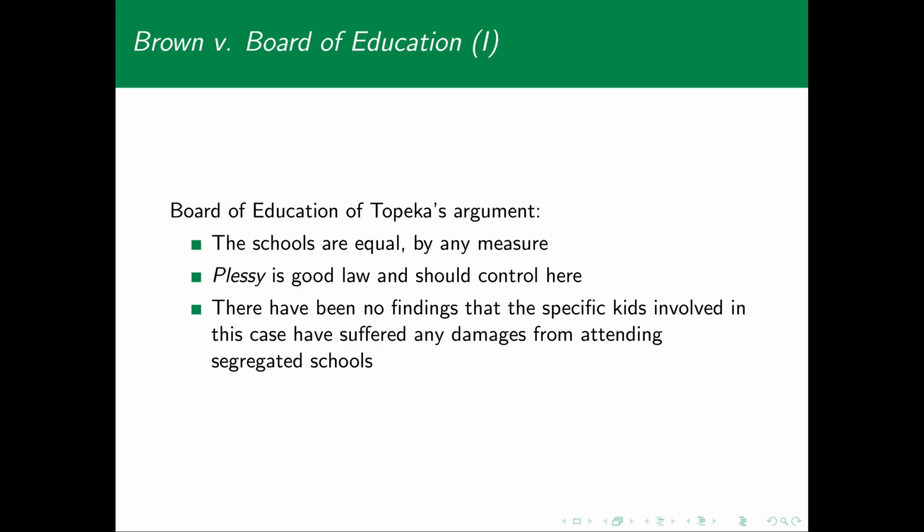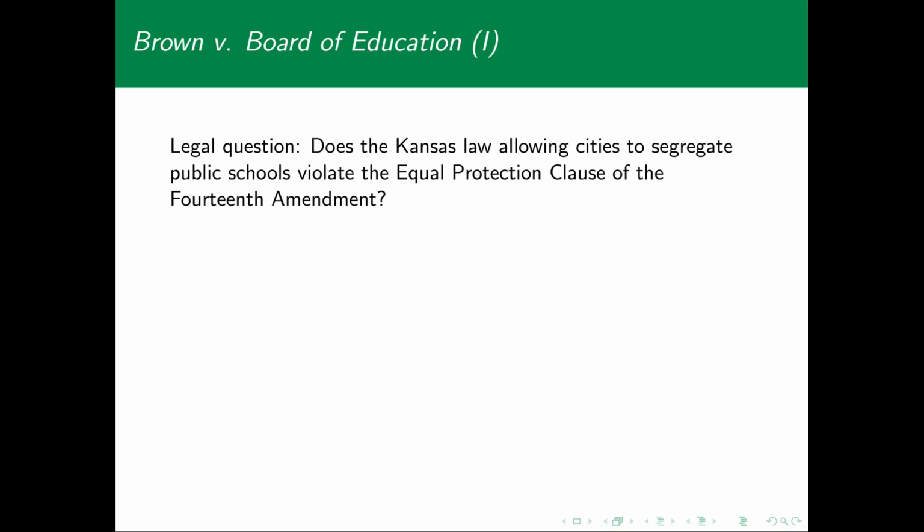The other side of that is something I say a lot. The court usually doesn't care about the individual involved in the case. They care about sort of the broader legal and political and social argument. So, the legal question here, can Kansas segregate the schools? And the holding is no. That violates equal protection, and they rule 9-0 in favor of Brown.